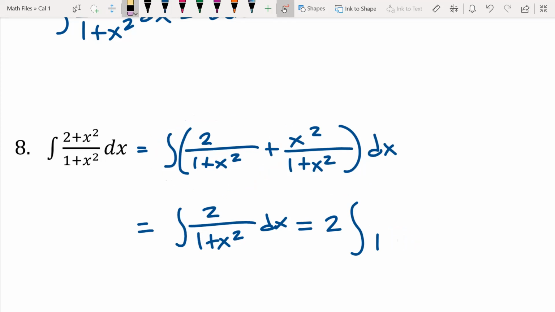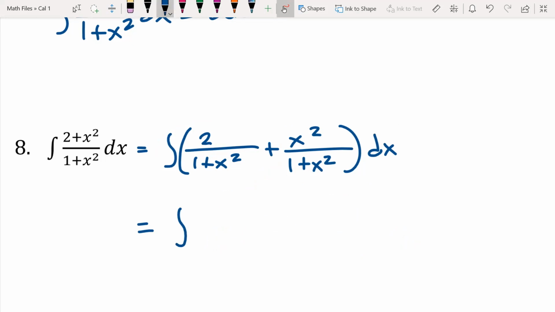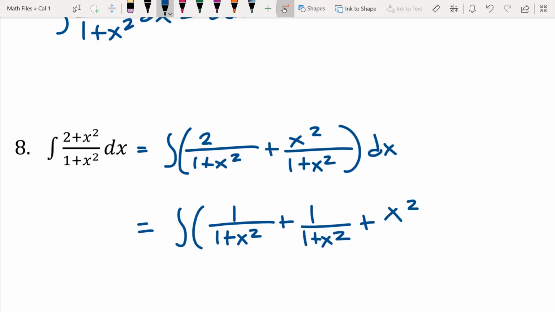So in order to fix this, let's reverse. We are going to take 2 over 1 plus x squared and split this into 2 fractions. So this is now going to become 1 over 1 plus x squared plus 1 over 1 plus x squared plus x squared over 1 plus x squared.